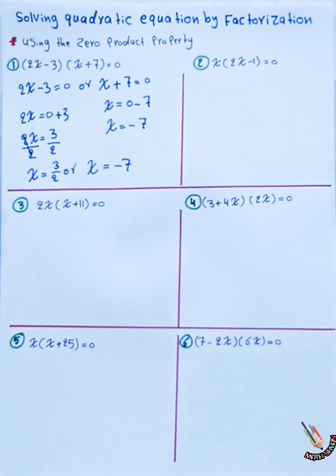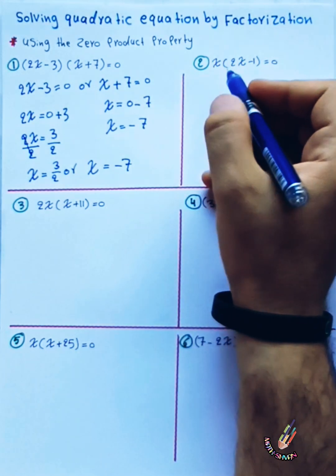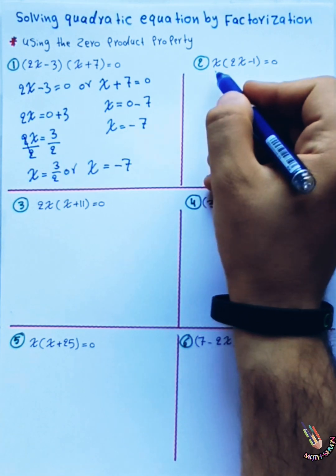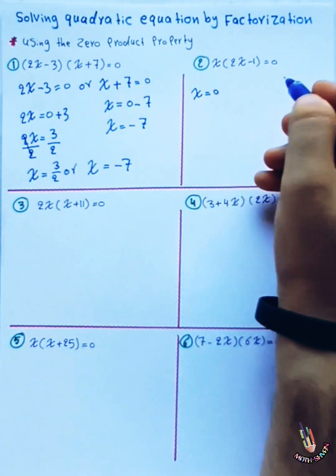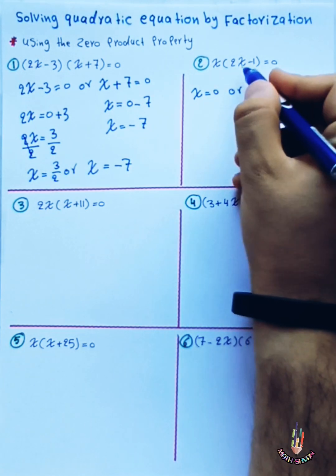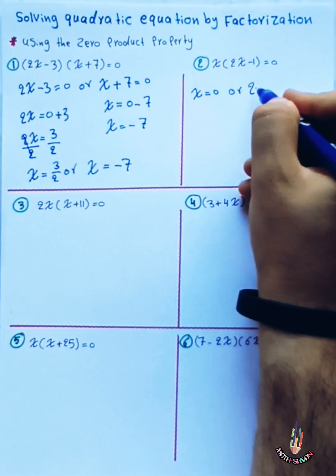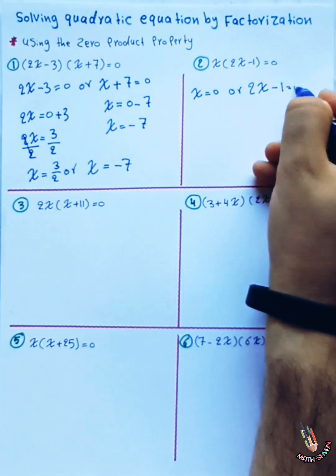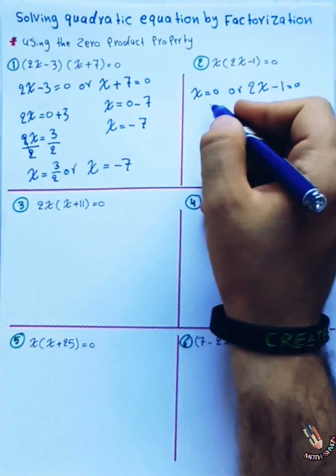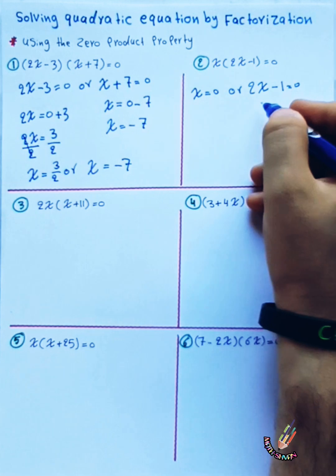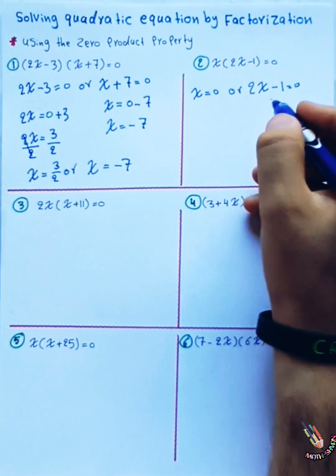Example number 2, you have x multiplied by (2x minus 1) equal to 0. So first you have to make x equal to 0, or the second expression, 2x minus 1 equal to 0. So for the first equation, x is equal to 0, and for the second equation you have to find the value for x.